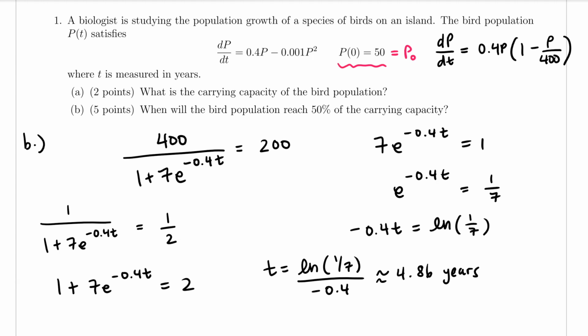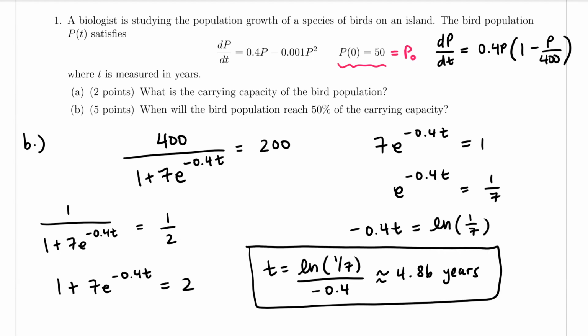And we are solving for t, which is time measured in years. So this is just a way to say that the bird population will reach 50% of its carrying capacity in about 4.86 years. All right, so that's it for question 1.